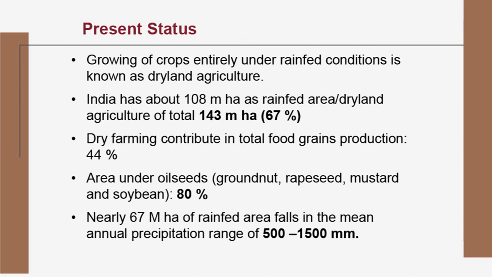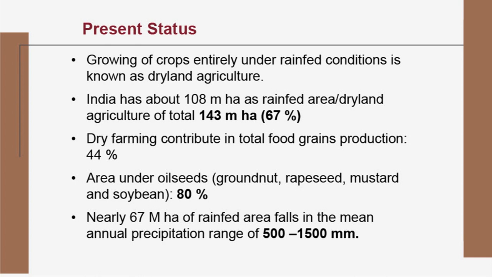Now see the present status of rain-fed farming. Growing of crops entirely under rain-fed condition is known as dryland agriculture. India has about 108 million hectare as rain-fed area, which is about 67% of 143 million. Some recent estimates suggest that 143 million hectare has been reduced to 139 million hectare.